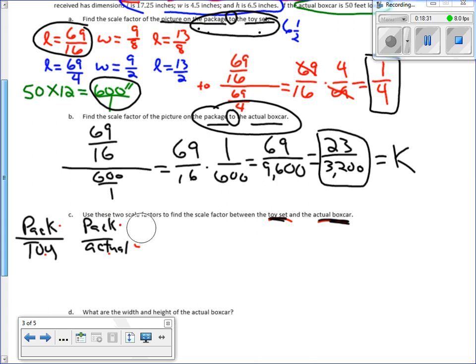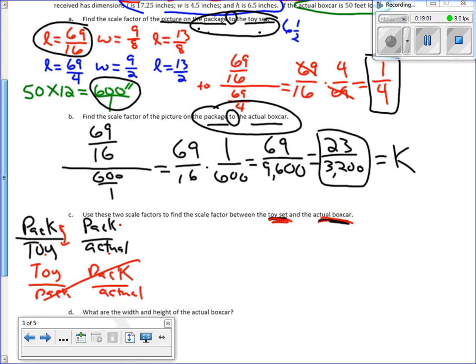So this is what the students need to be able to understand. What are we going to adjust to get the right answer? And that's where the biggest confusion comes in. This is a really challenging process. So I'm going to flip the toy over the pack and leave pack over actual. And then the packs cancel and I get toy to actual. Toy over actual. And there it is.